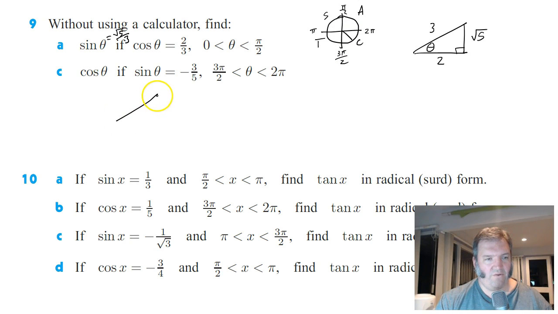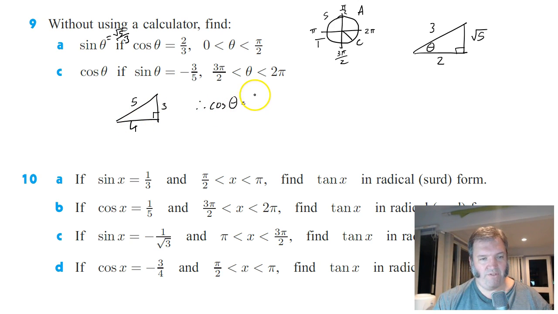Quick draw of the triangle. Opposite is 3. The hypotenuse is 5. Well, we just did this one before, didn't we? What's that going to be? It's going to be 4. Cosine of theta would actually equal positive 4/5 because in the fourth quadrant, cosine is positive. Look, it's got a positive x coordinate right there.